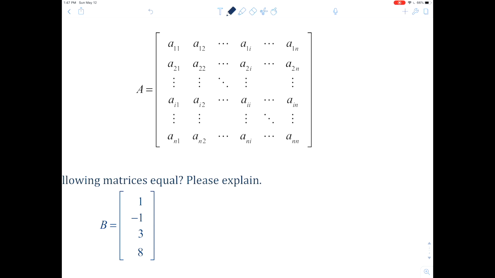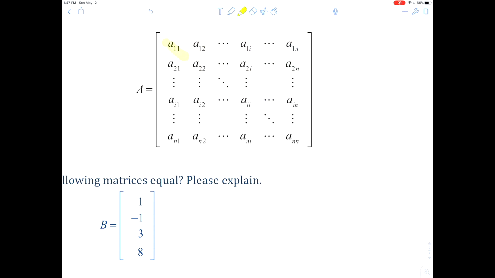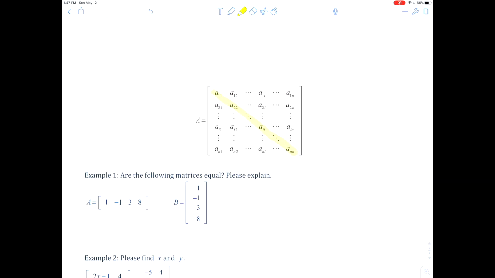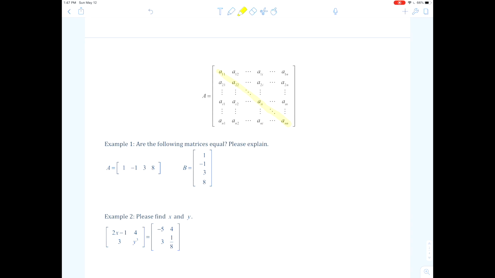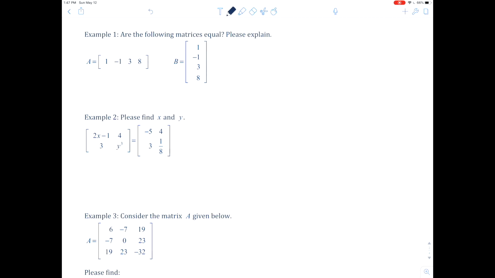So notice you now have this main diagonal zone here that we can do our little dots on because they go in a pattern. Good so far? All right, awesome. So now we'll do an example relating to matrix equality. So, or a couple examples.